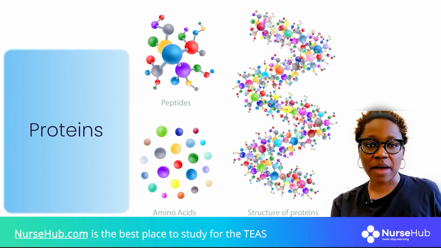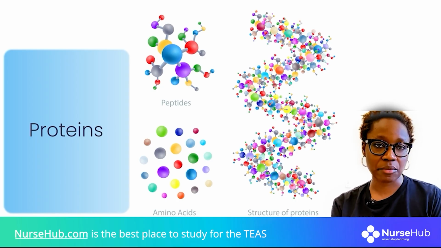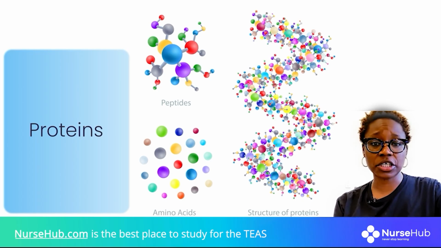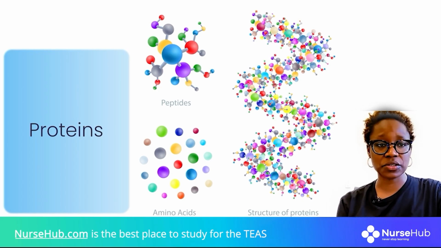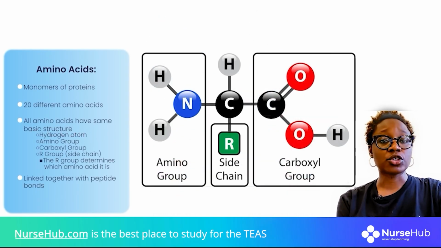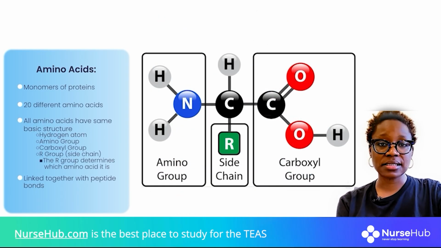The third type of macromolecule you'll need to know for your exam is proteins. Proteins are essential for the structure, function, and regulation of cells and tissues in our bodies. The monomers of proteins are called amino acids, right? There are 20 different amino acids. Every amino acid has the same basic structure.